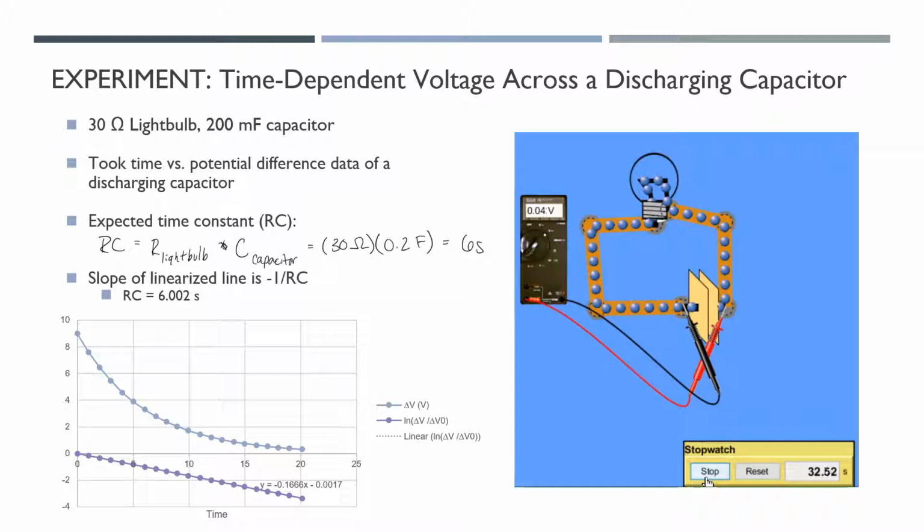The light blue line is the change in voltage versus time, whereas the purple line is the linearized version. The linearized slope gives us the experimental RC constant, which is 6.002 seconds, which is extremely close to our expected RC time constant.